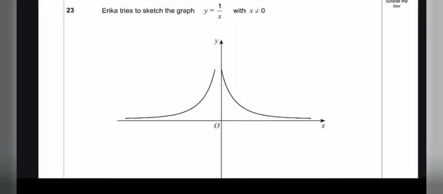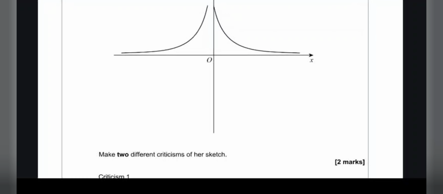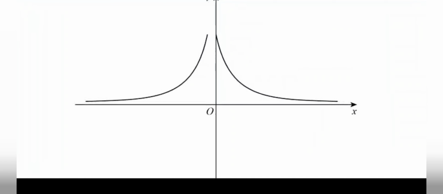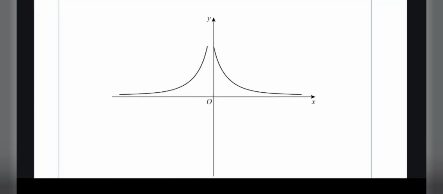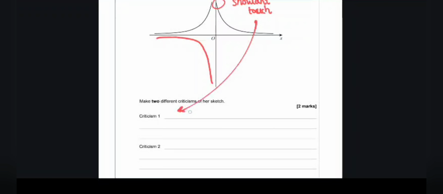Next up, we are getting to our super tricky questions. So this is looking at a reciprocal graph, y equals 1 over x. And we have to make 2 criticisms of the graph. So the first criticism is that this graph should not touch the axis. It never meets. It's called an asymptote. It never meets. Shouldn't touch. And the second criticism is the left part of the graph should be in the negative quadrant. It shouldn't be all positive.